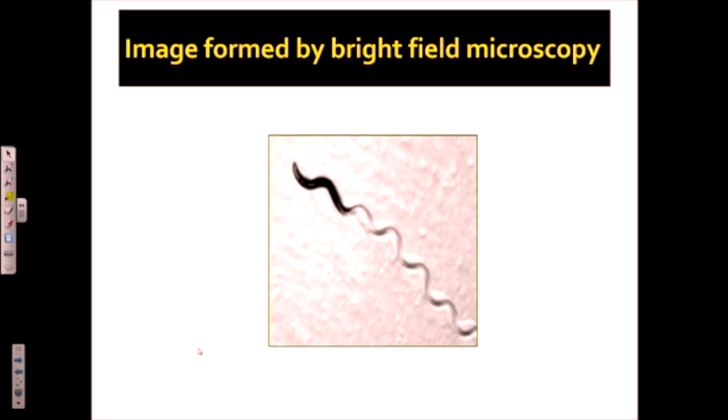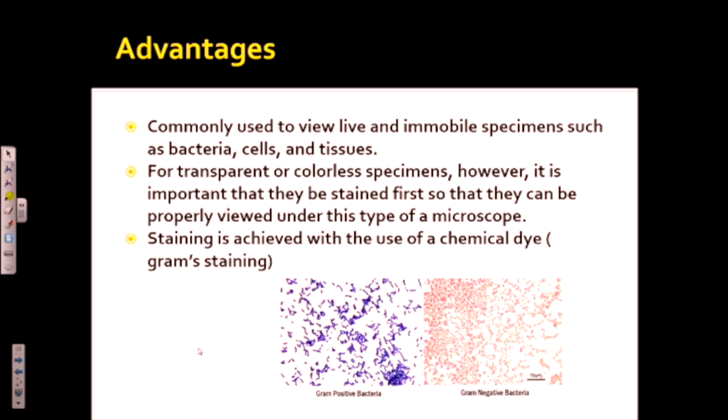And this is the image that is formed by a bright field microscope. This is a small worm in our lab, and this is exactly how you see it. And the advantage is that you use it to view live and immobile specimens like bacteria, cells, tissues, and of course worms too. And we can use it to observe mobile stuff too. However, for transparent or colorless specimens, it is important that they be stained first. A very good example is gram staining, where you can stain things and see under a light microscope. For something which is very transparent, you need to use an external dye or something.